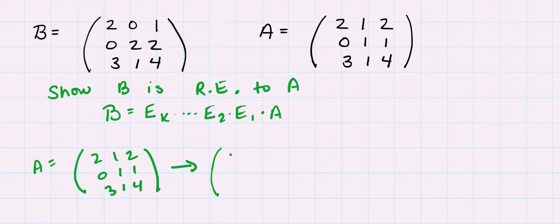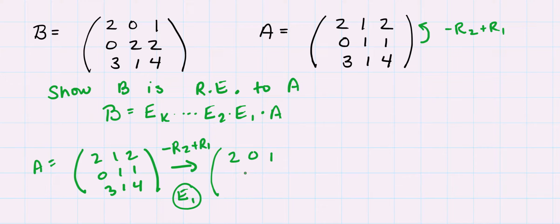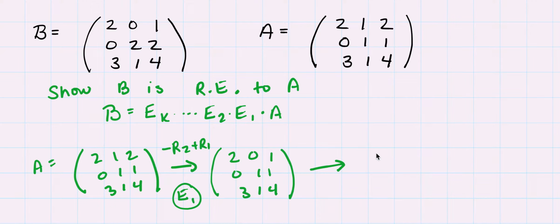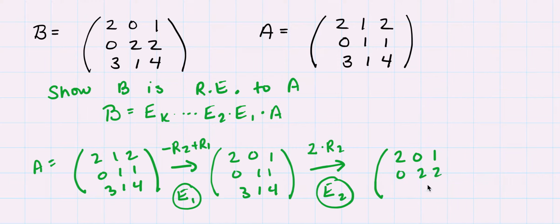Okay, so the first thing I'm going to do is subtract row 2 from row 1. I'm going to write that here, and this is going to correspond to this elementary matrix E sub 1. So we get 2, 0, 1, 0, 1, 1, 3, 1, 4. And then my next step is I'm going to multiply the second row by 2. So I'm going to take 2, multiply it with row 2, and that's going to correspond to E sub 2. So I'll get 2, 0, 1, 0, 2, 2, 3, 1, 4. And this is actually the matrix B. So I only need 2 elementary matrices.